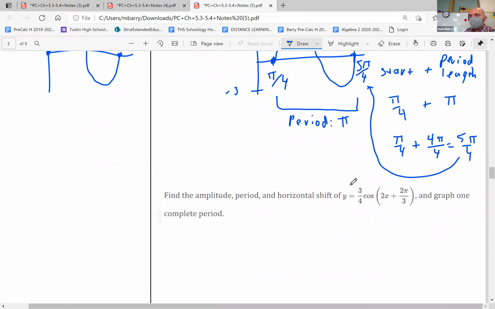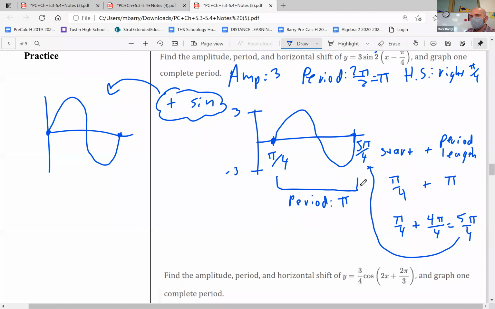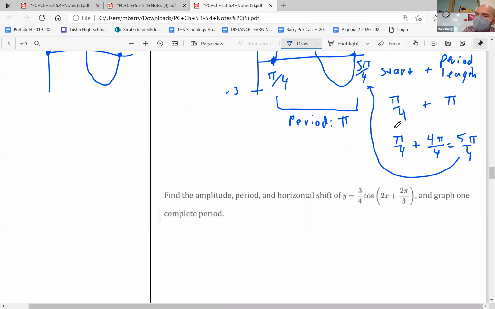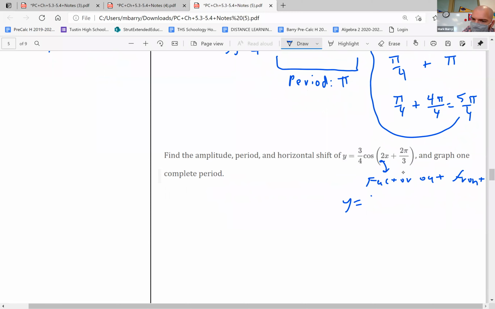Now, the next question before we start, I don't like how this one's written, but they write it like this a lot. So I don't like this 2 in there multiplying by the x. So I want to factor it. I want to take that and I want to factor it out front. So what that's going to look like is this. Y equals 3/4 cosine 2, and then open up a parentheses. So we're taking that 2 from the 2x. We're pulling it in front of that parentheses, but still after the cosine, right?